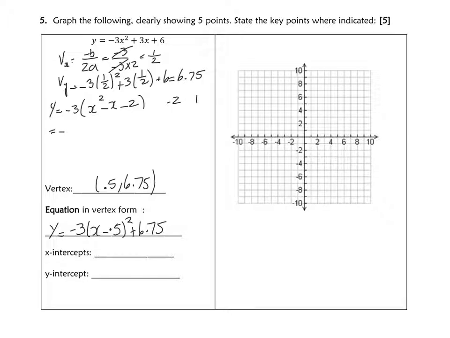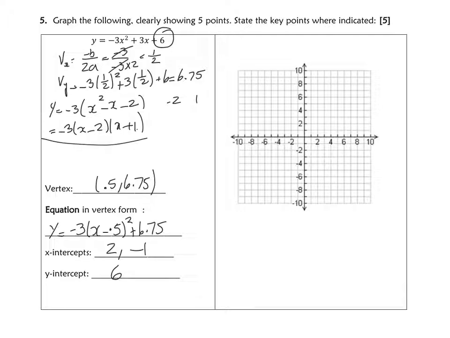So this is the same as negative 3 times x minus 2 and x plus 1. Now you can see that this is the factored form of the quadratic. So r is 1 and s is negative 2. So the x-intercepts are negative 1 and 2. Now the y-intercept, we go back to the standard form, and the y-intercept is the constant, which is 6.